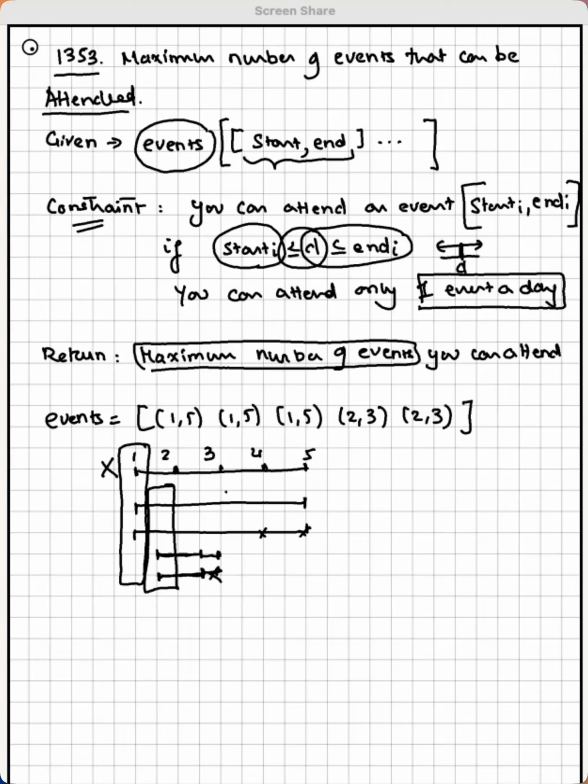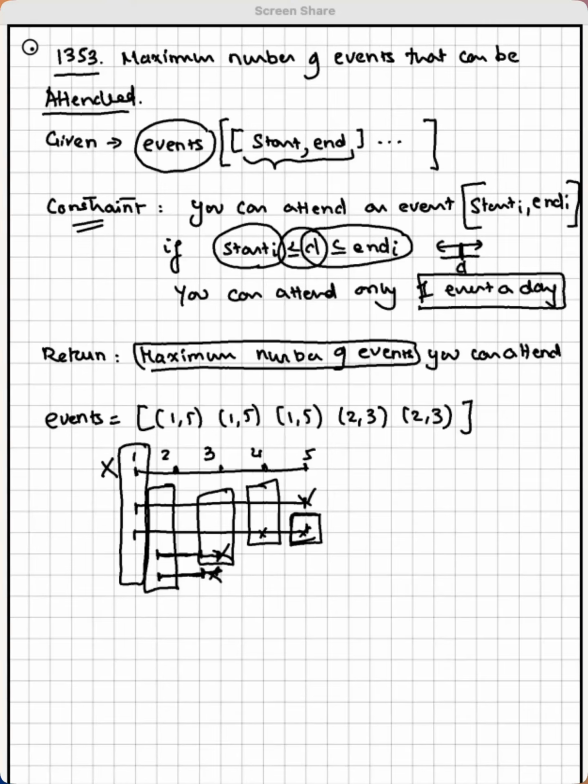Then when we come to 3, I have these possibilities. And out of that, again, I want to exhaust the smallest one. So let's exhaust this one. At 4, I have these two options. I can exhaust any. And then at 5, I have only one option. So I can exhaust that.